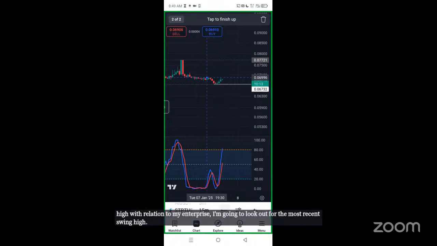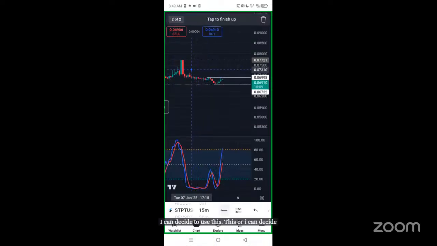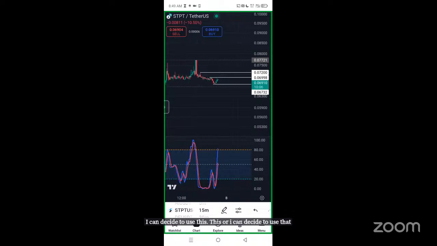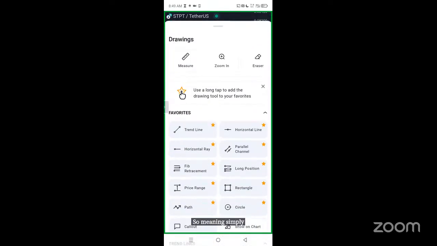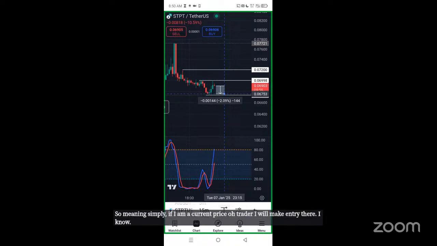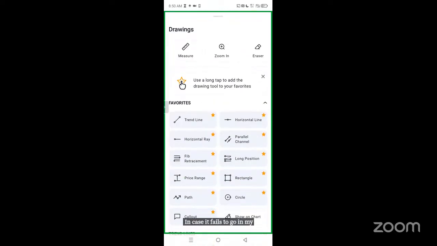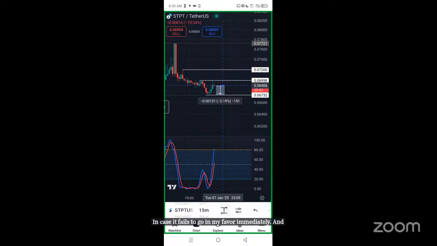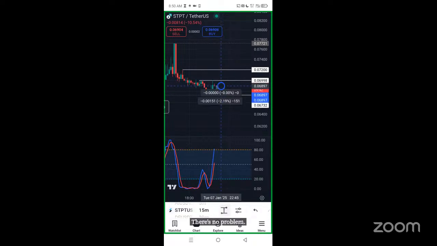I can decide to use this, or I can decide to use that. Meaning simply, if I am a current price trader, I will make entry there. I know I will drop this to this point, just in case it fails to go in my favor immediately and first misbehaves by dipping a little. There's no problem. That will be my margin call drop.